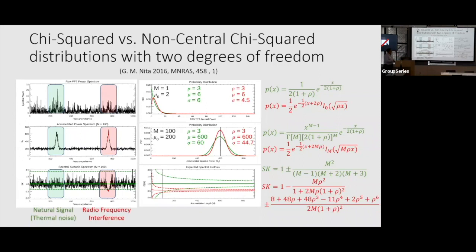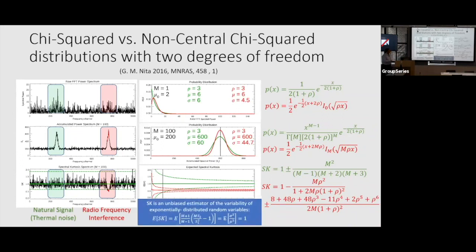So, of course, this is a natural signal. This is radio frequency interference. And this is the expression of the unbiased estimator, which actually is the unbiased estimator of the variability of an exponentially distributed random variable. Basically, it's the expectation of variance over squared mean, which you expect. This looks very simple, but in fact, it's a non-trivial mathematical operation.